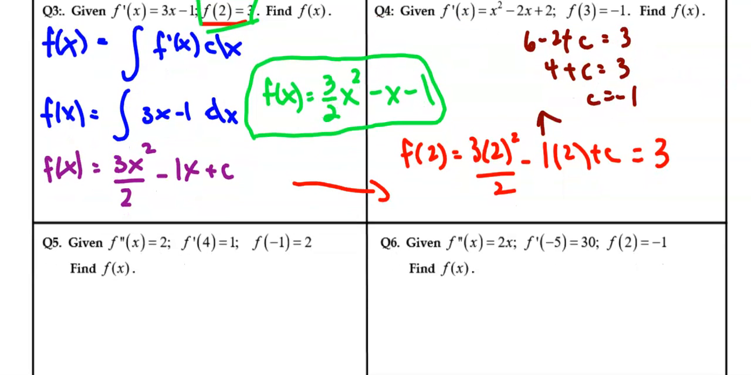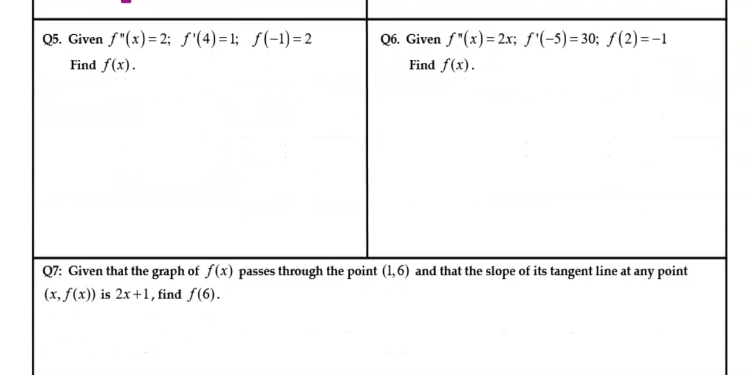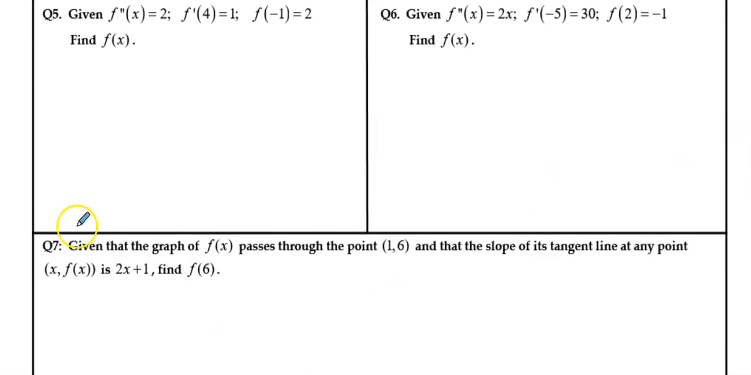Okay? So let's look at this example question 5, and then we're going to do question 7, and we'll be done. Now notice this one, I've given you guys a second derivative, and then I've given you an initial condition for the first derivative. I've also given you an initial condition for f of x. And we want to find f of x.